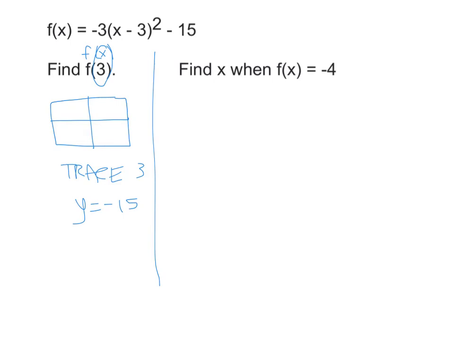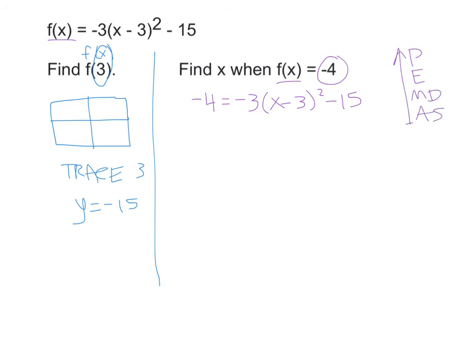All right, so let's go ahead and try this other one. Find x when f of x equals negative 4. Well, we're obviously going to put negative 4 in for f of x, again another name for y. Here's f of x right here. So we're going to type negative 4 equals negative 3 times the quantity x minus 3 squared minus 15. All right, so again, using the reverse of PEMDAS, undoing.